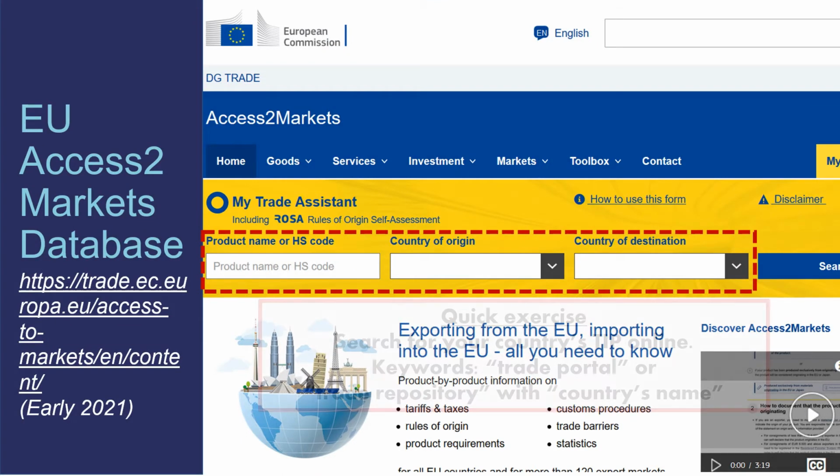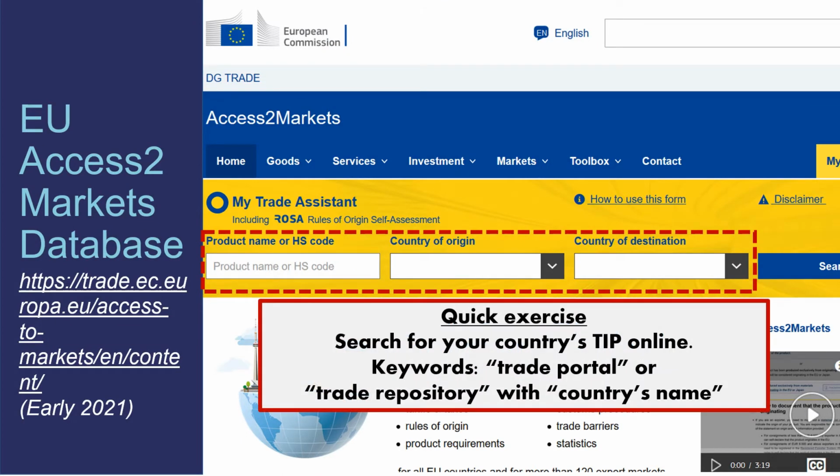Feel free to look through some TIPs yourself, including that of your own country. Our course guide includes links to many portals, but you may consider trying to search for it yourself. After all, it's important for a TIP to be easy to find. Try terms like Trade Information Portal or Repository, plus your country's name, and see what comes up.